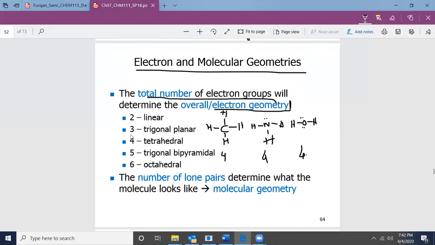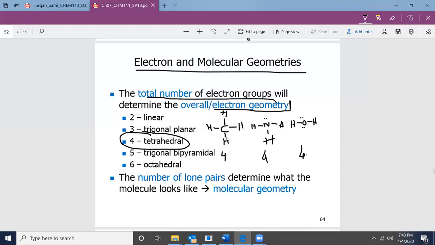4, 4, 4, that brings us to the tetrahedral. But that's what we are talking about, the electron geometry. That's not about the shape. Shape is due to the lines here, not due to the lone pairs that you see here. Okay, lone pairs have nothing to do with the shape of the molecule.